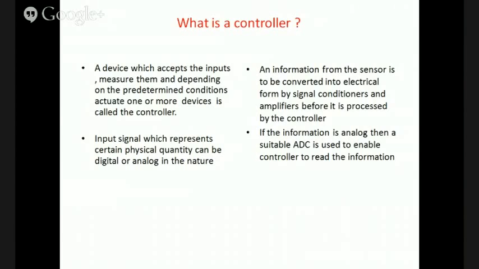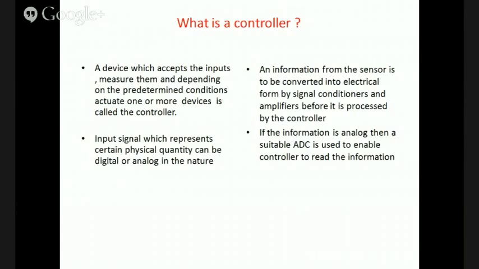In automation, the sensor output is to be converted into electrical form by signal conditioners and amplifiers before it is processed by the controller. It is a must. It has to be changed into an electrical signal. Why? Because in any automation system, finally we are going to play with the signal, and that has to be compared in the form of an electrical signal. That's why a conversion of any quantity into an electrical signal is a must, and that's why transducers are much used.